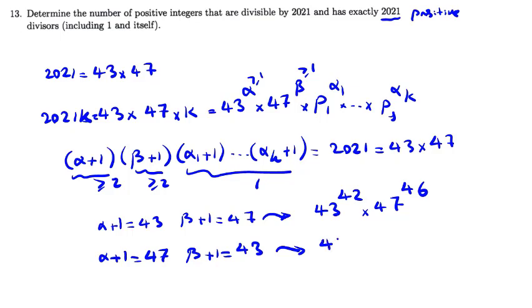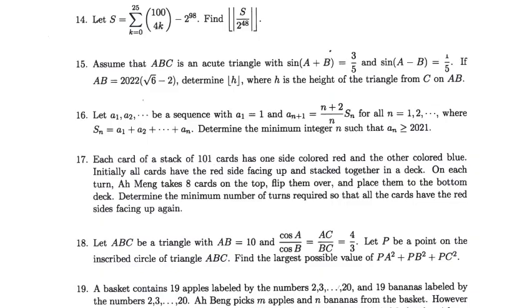For this case, it is 43 to the power of 46 times 47 to the power of 42. So how many numbers do we have? 2 numbers. So the answer equals 2.